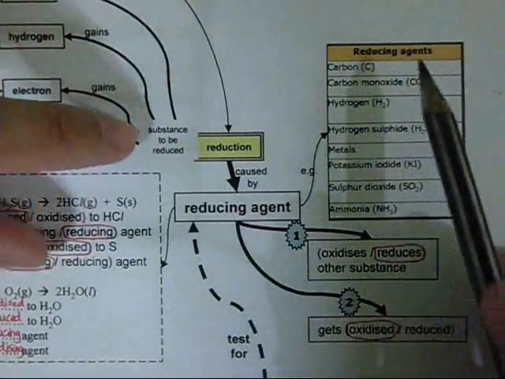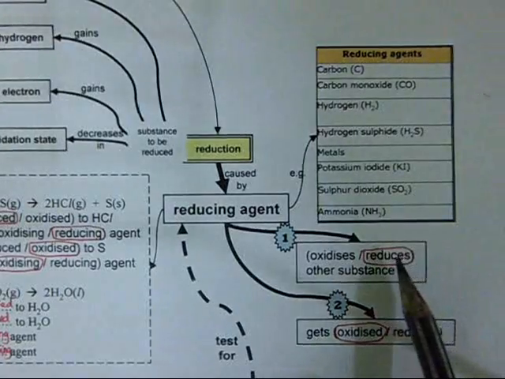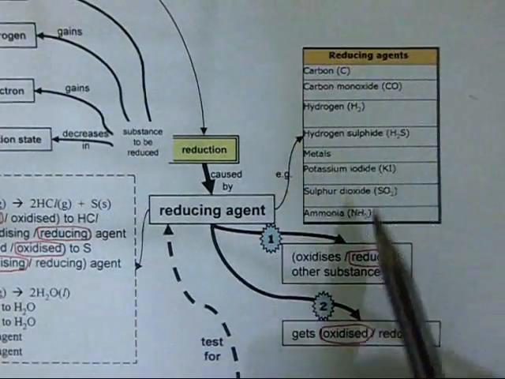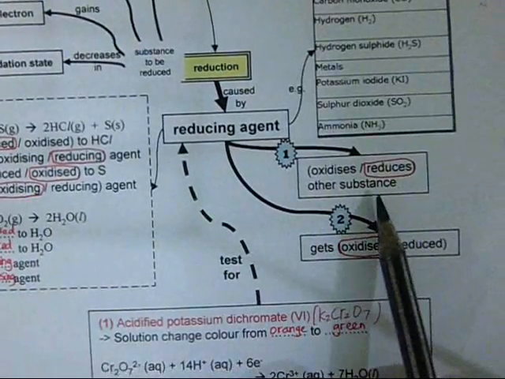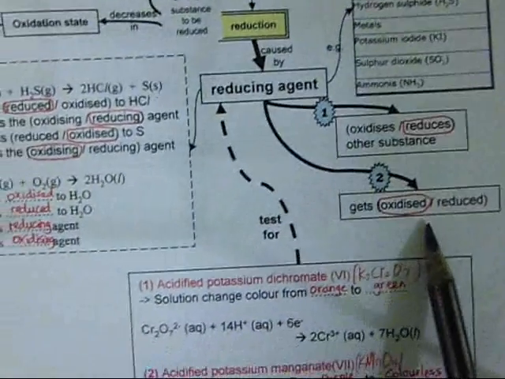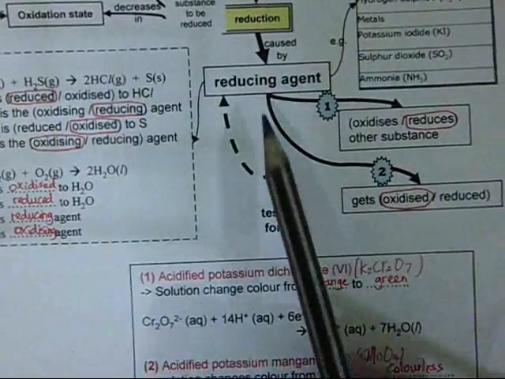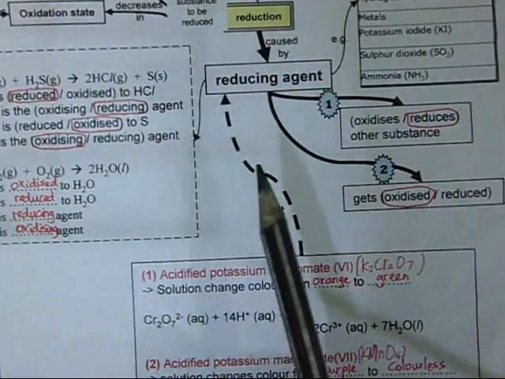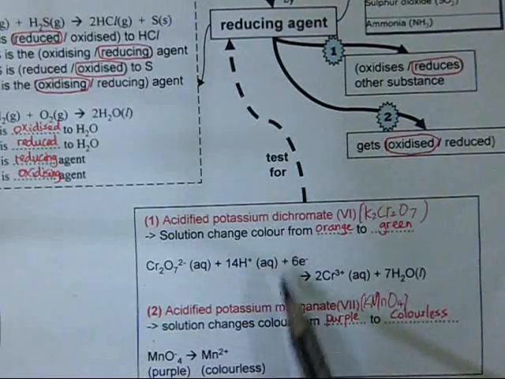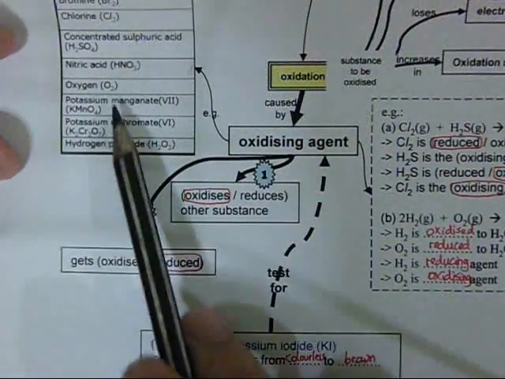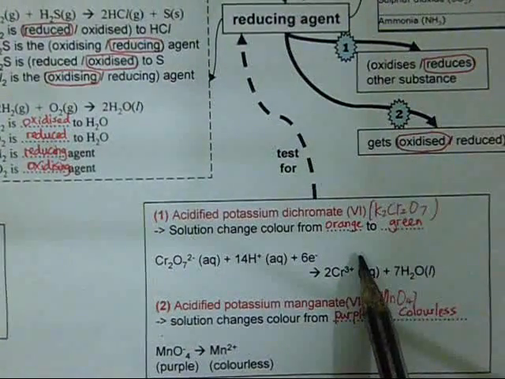Okay, reducing agent, these are the list of reducing agents. And again, a reducing agent reduces other substances, it itself gets oxidized. And likewise for reducing agents, in order to test for a reducing agent, you need to use an oxidizing agent. So it's mainly these 2. So these 2 are basically the same as these 2 that I asked you to remember just now. And you have to remember the color change.